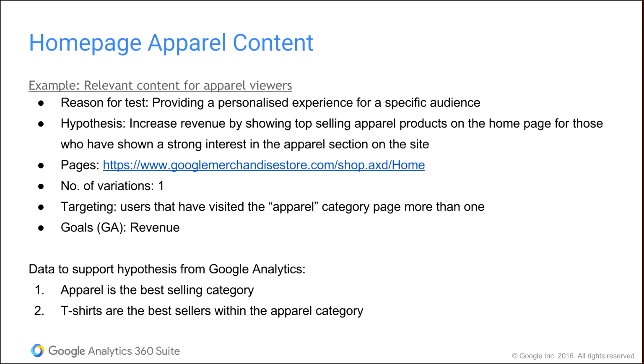So we actually have a couple of data points that support our hypothesis that we are pulling directly from Google Analytics to support building out this test. And they are that apparel is actually the best-selling category on the Google Merchandise Store. And in that category, t-shirts are actually the best-selling item within the apparel category.